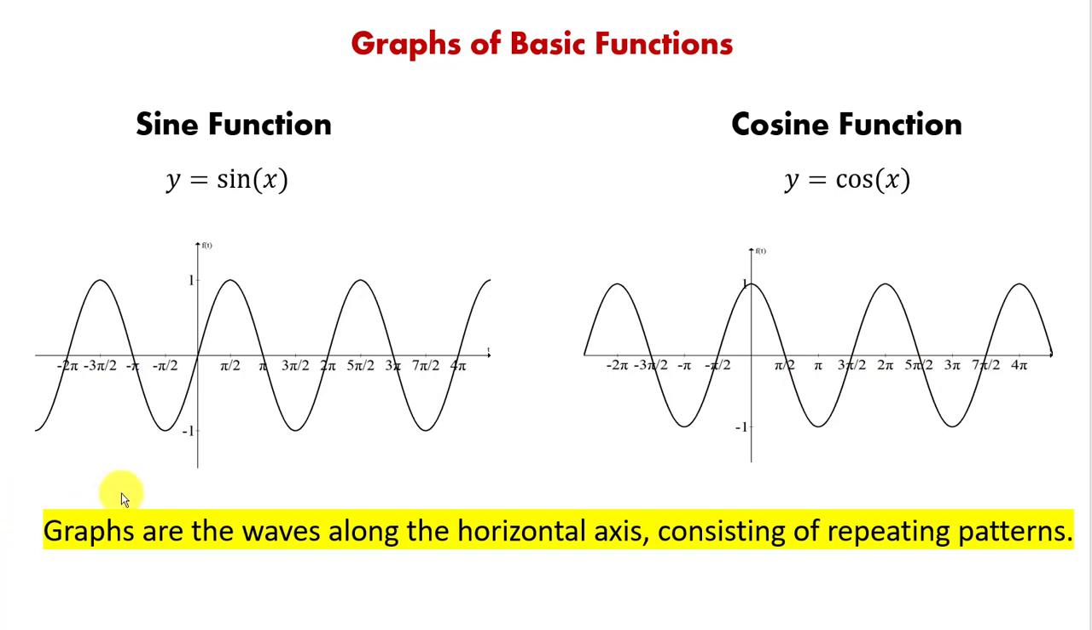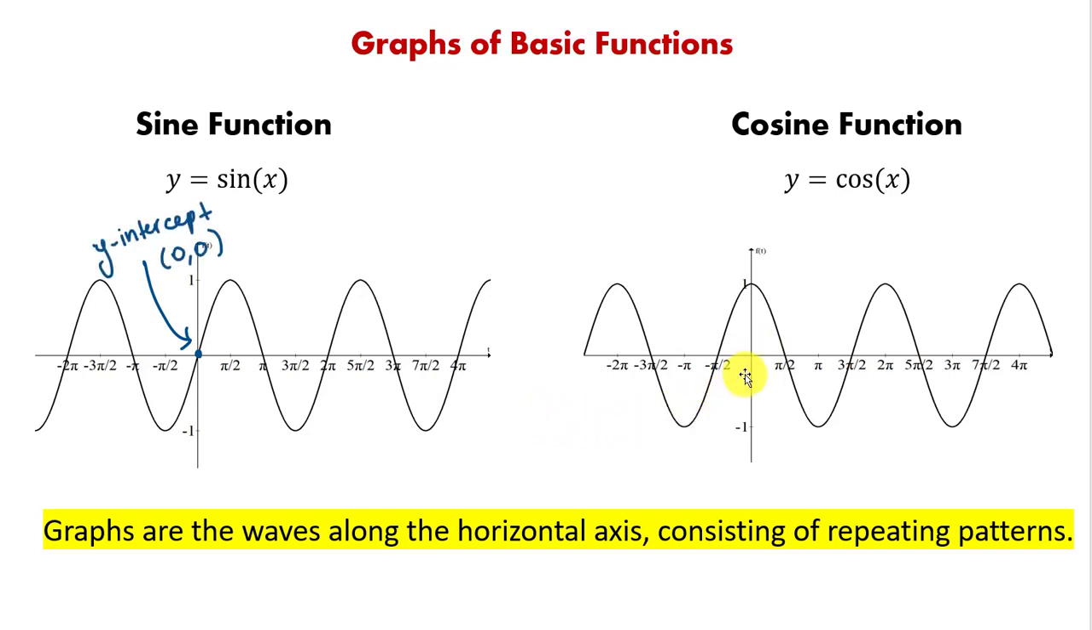From far away, these two waves look pretty much the same. But if we look closer, we're going to notice that the graph of the basic sine function crosses the vertical axis at the point (0, 0). So that's what we call the y-intercept of the graph. It crosses the y-axis at this point.